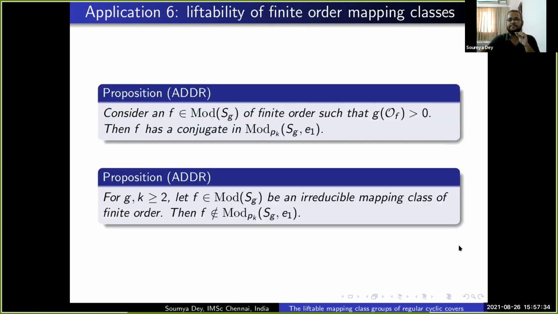The sixth result concerns finite order mapping classes. We have shown that for some f in mod SG of finite order, if the genus of the corresponding orbifold for this finite order map is positive, then f has a conjugate in mod PKSG1. The second result is that for gk greater than or equal to 2, if f in mod SG is irreducible and of finite order, then f cannot lie in mod PKSG1 and hence not in L mod.